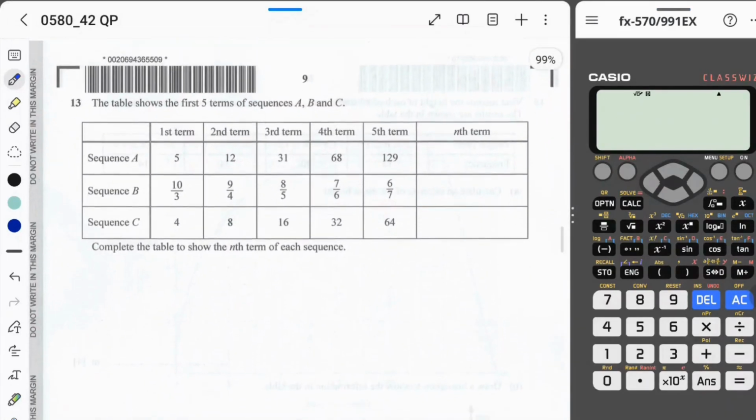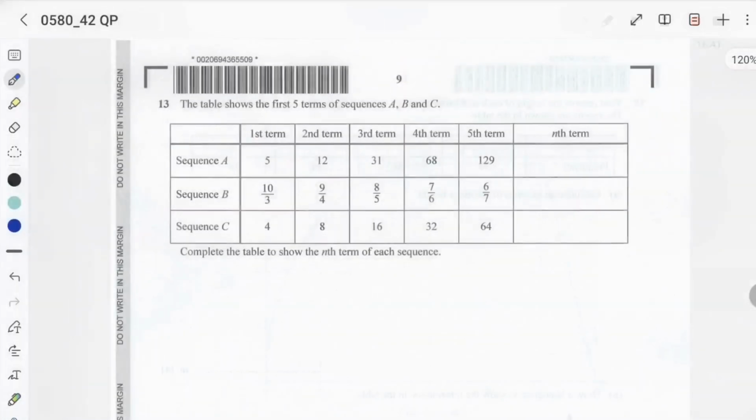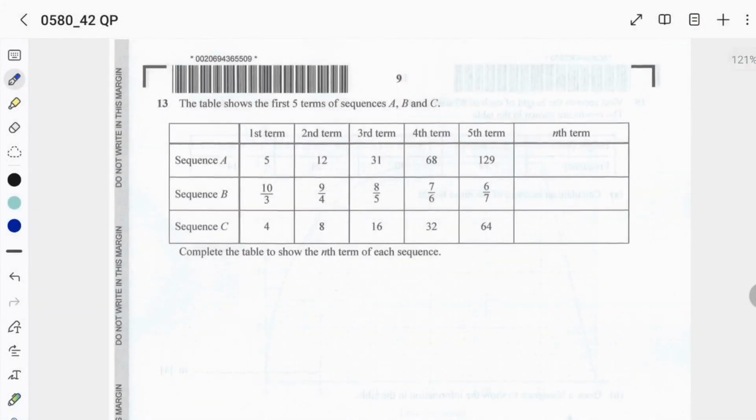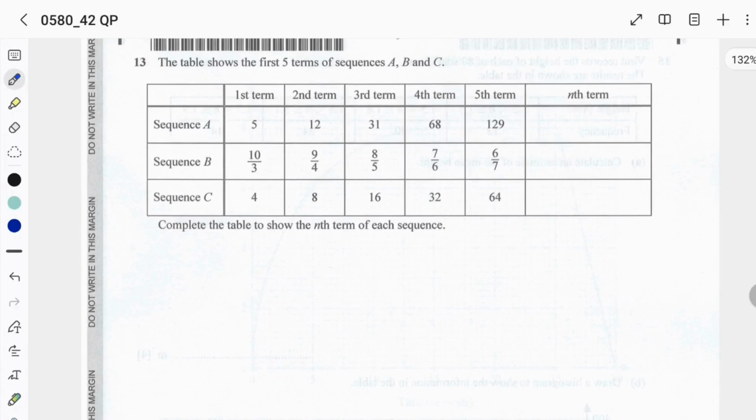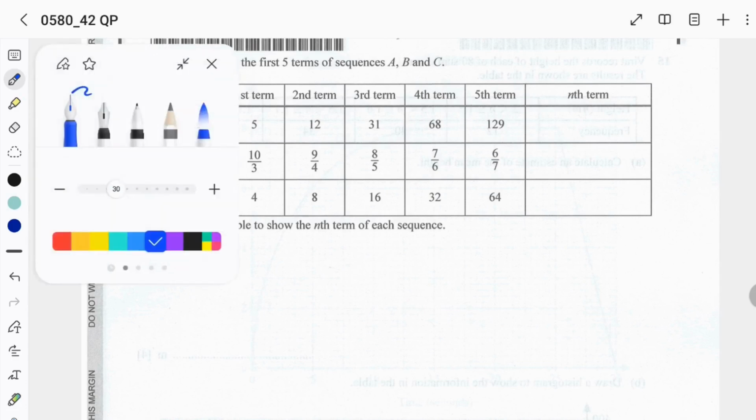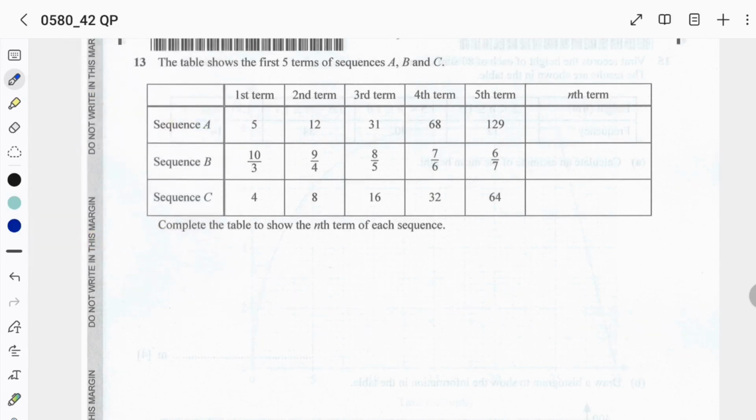We have the 13th question here. The table shows the first 5 terms of the sequences A, B and C. So it's a sequence question. Complete the table to show the nth term of each sequence. The first one is 5, 12. We'll have to find the differences and identify whether it is linear, quadratic, cubic, geometric, or what sequence it is.